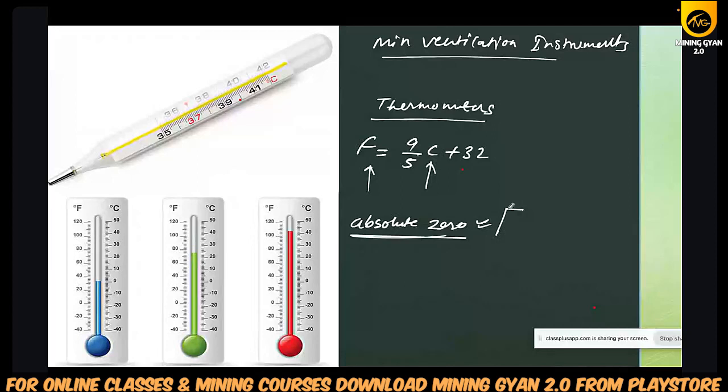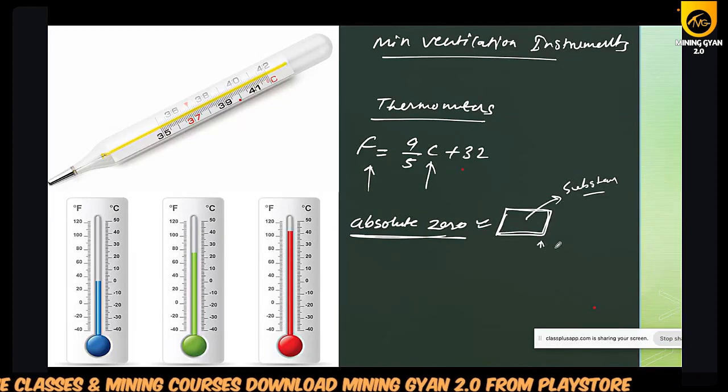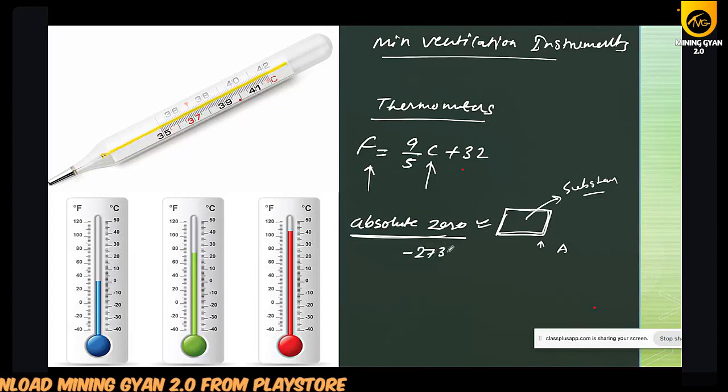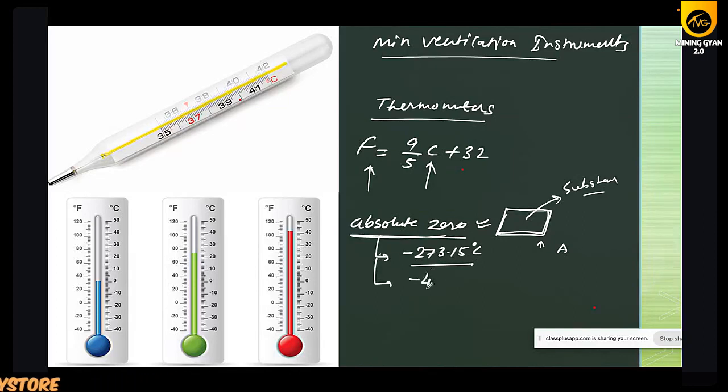So it is the point at which, suppose this is our substance, we extract all heat from this substance and it cools sufficiently. Then we find absolute zero, which is minus 273.15 degrees Celsius. If you want the information in Fahrenheit, this is minus 459 degrees Fahrenheit.